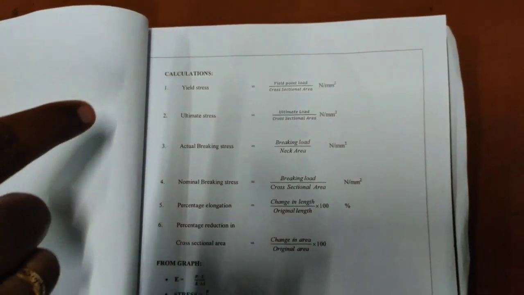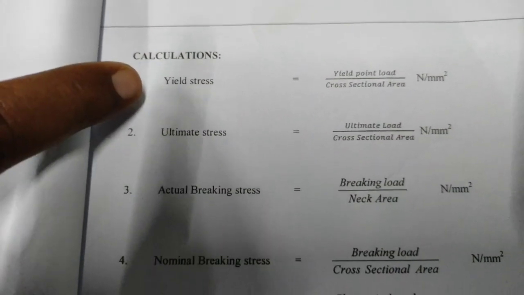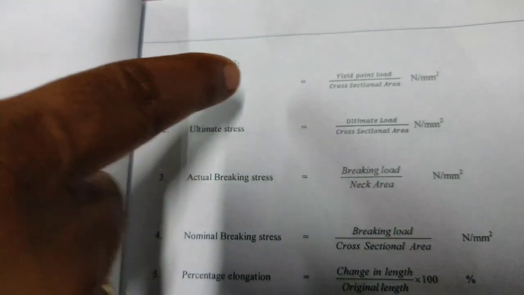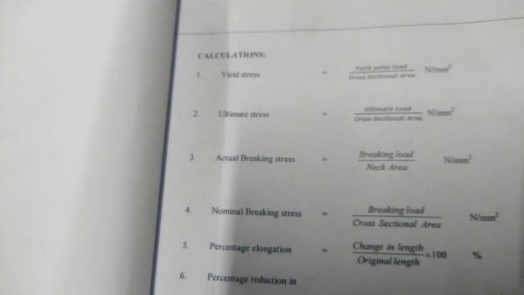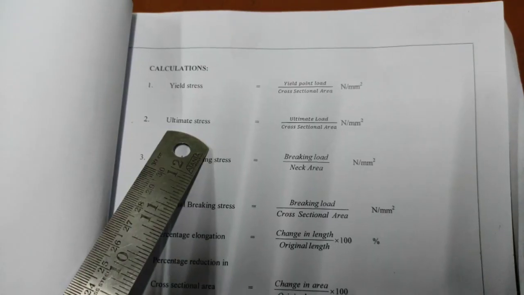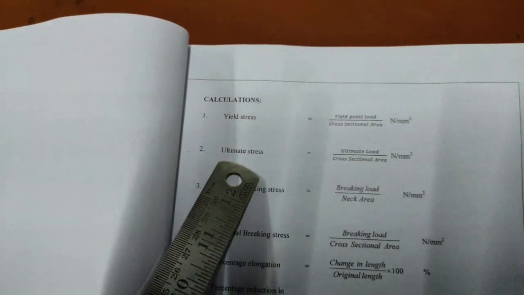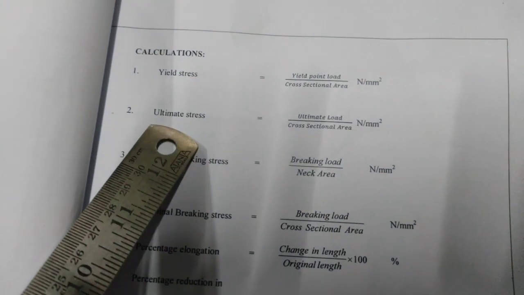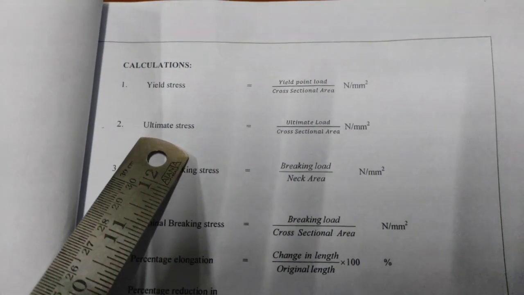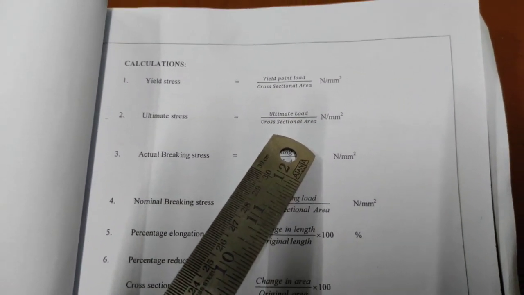So we have come across different formulas to arrive at different parameters. One is yield stress. We make a note of the yield point load. Yield point load divided by the original cross sectional area will give you the yield strength of the material. Next comes the ultimate stress or ultimate strength of the material. This is the parameter that refers to the actual strength of the material, the maximum resistance that a material can offer, which is equal to ultimate load divided by the original cross sectional area.